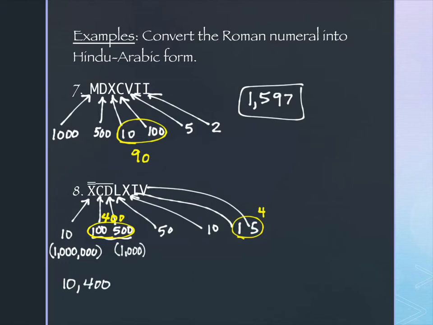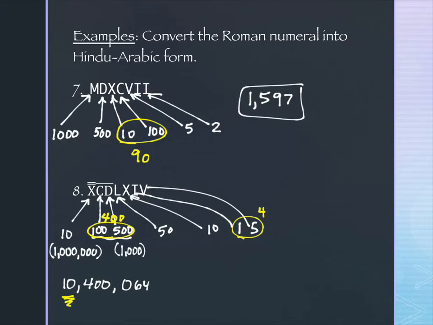I'm about to show you something else kind of cool in just a sec. And then what about my 50, my 10, and my 4? Yeah, it's 64. Right? 50 and 10 is 60 plus my 4 is 64. Oops, I left out a 0. So sorry. 064.